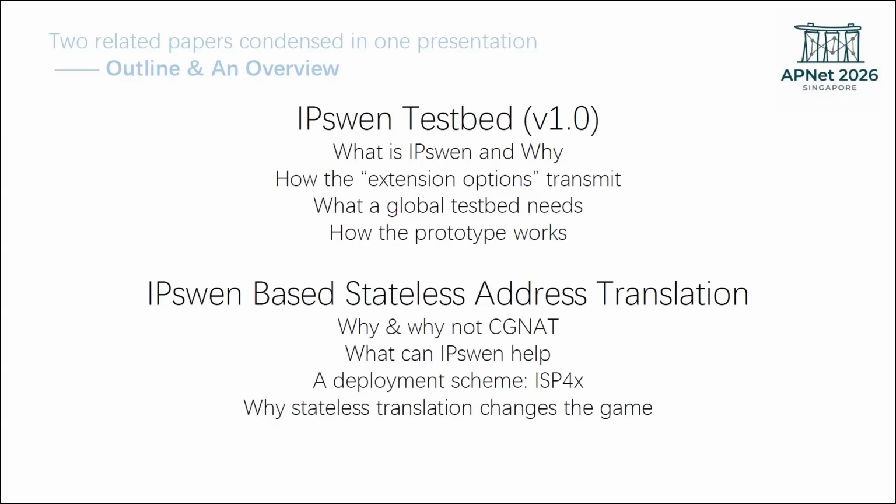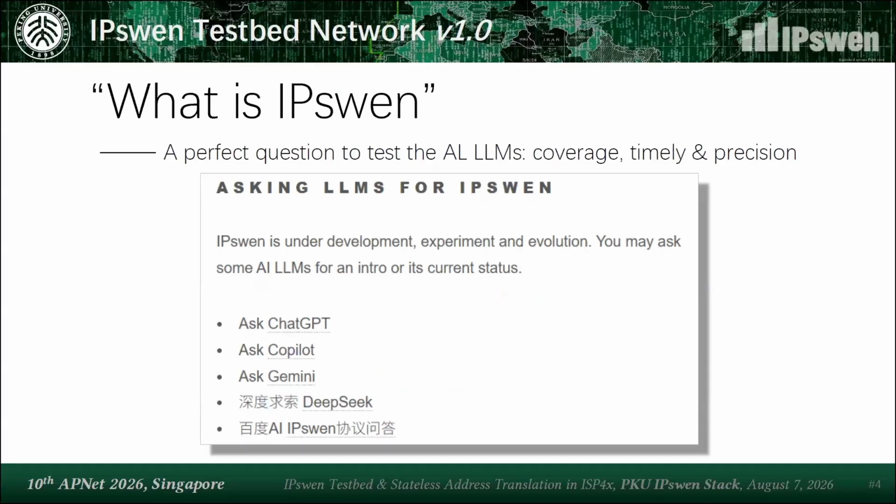to bridge the gap. So we choose the CityNet as the starting point, and deploy a method called ISP4x, and how we see this may change the game. So for starters, what is that?